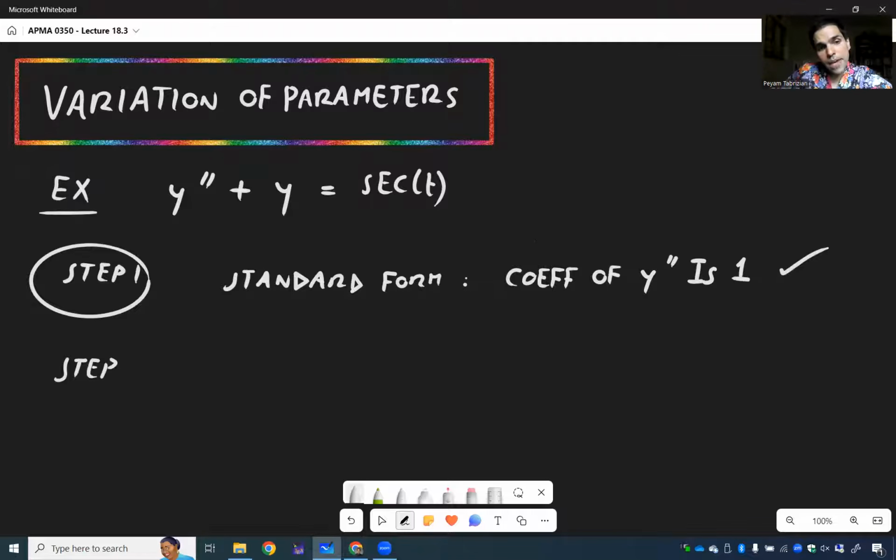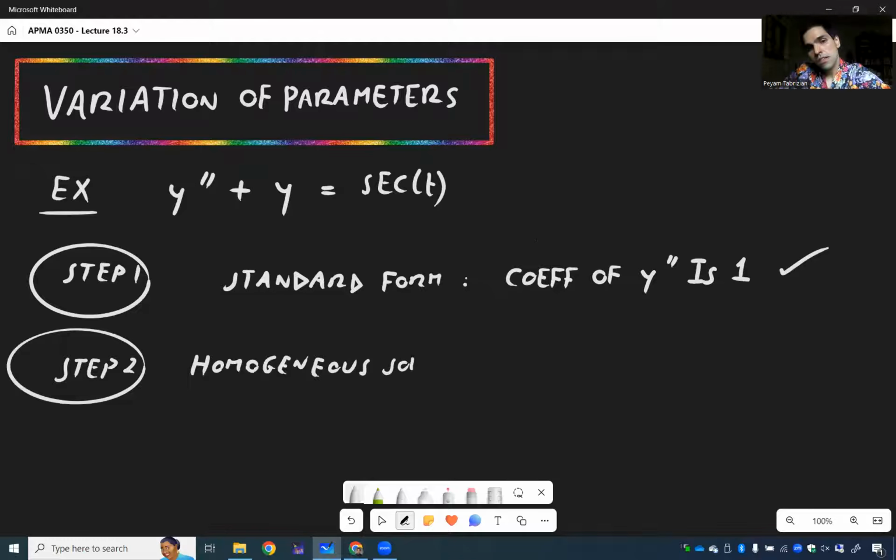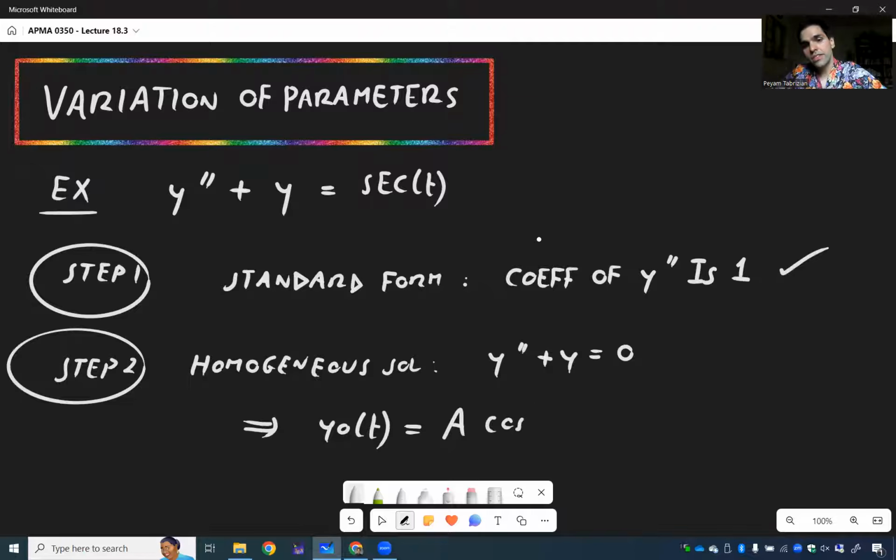And then the second step is look at the homogeneous solution. So look at y double prime plus y equals 0. Again, you do the auxiliary equation, and you find the homogeneous solution is a cosine of t plus b sine of t.